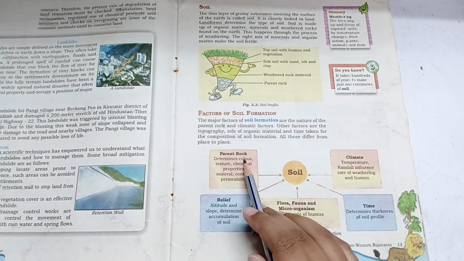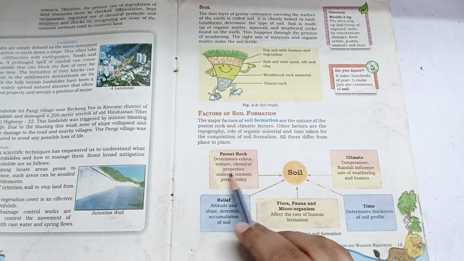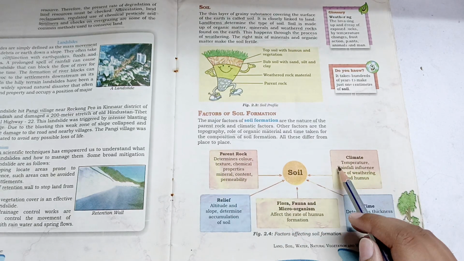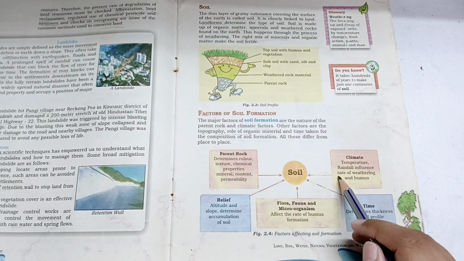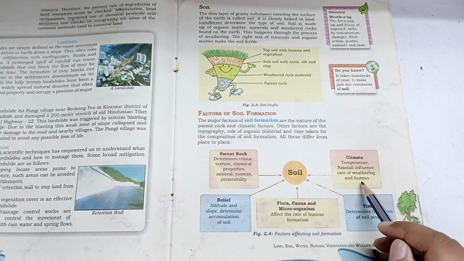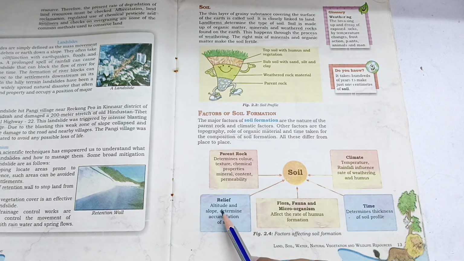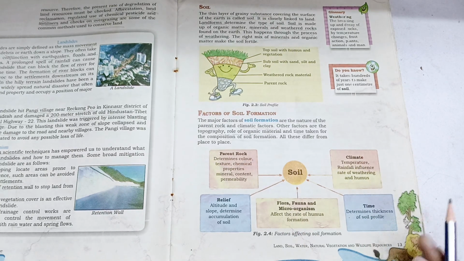Parent rock determines color, texture, chemical properties, mineral content, permeability. Climate, temperature, rainfall influence rate of weathering and humus. Relief, altitude and slope determine accumulation of soil. Flora, fauna, and microorganisms affect the rate of humus formation. Time determines thickness of soil profile.